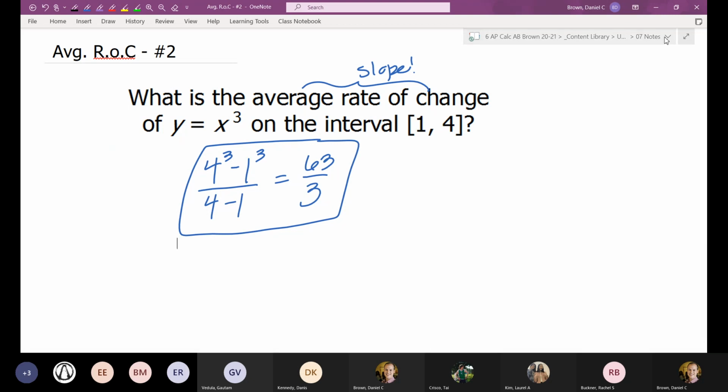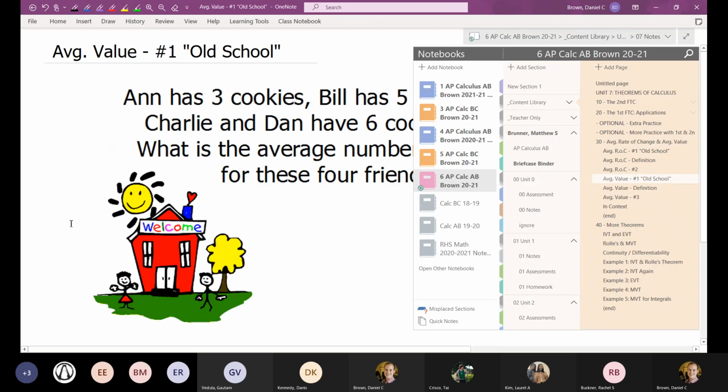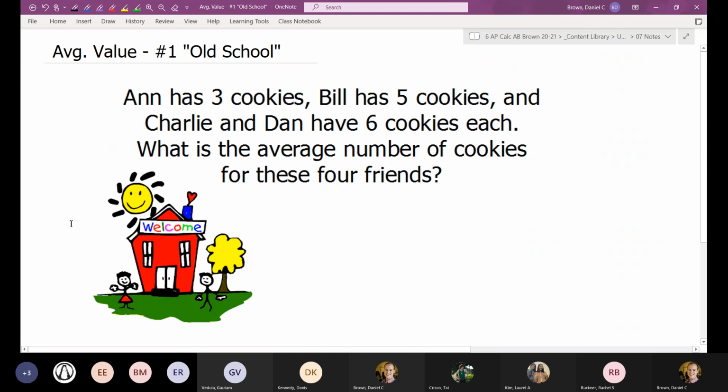So the average value is going to be connected to your good old average you used in elementary school. So I tried to find the most elementary school problem I could. Anne has 3 cookies, Bill has 5 cookies, Charlie and Dan have 6 cookies each. What is the average number of cookies we have? Again, you're like, Mr. Roundhouse, this is calculus, we'll get there. But how do we find the average? You add up the total number of things. So we would have 3 plus 5 plus 6 plus 6, and then divide it by the total number of things you have. There's a total of 4 people. We know how to find an average. You've been doing it forever.